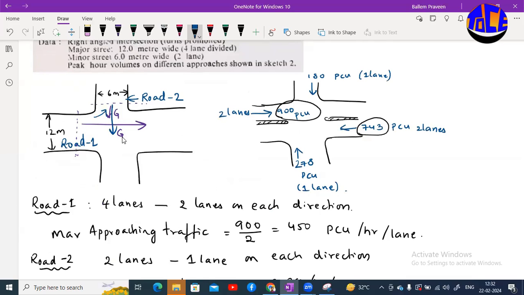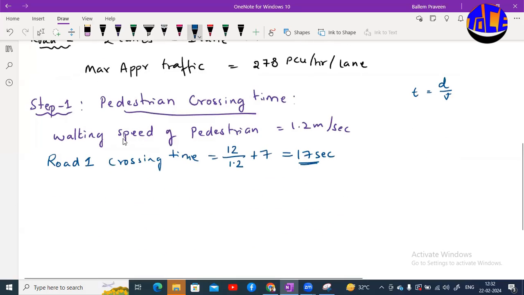So the same thing we are doing here. This 17 seconds will be the minimum green time for road 2.